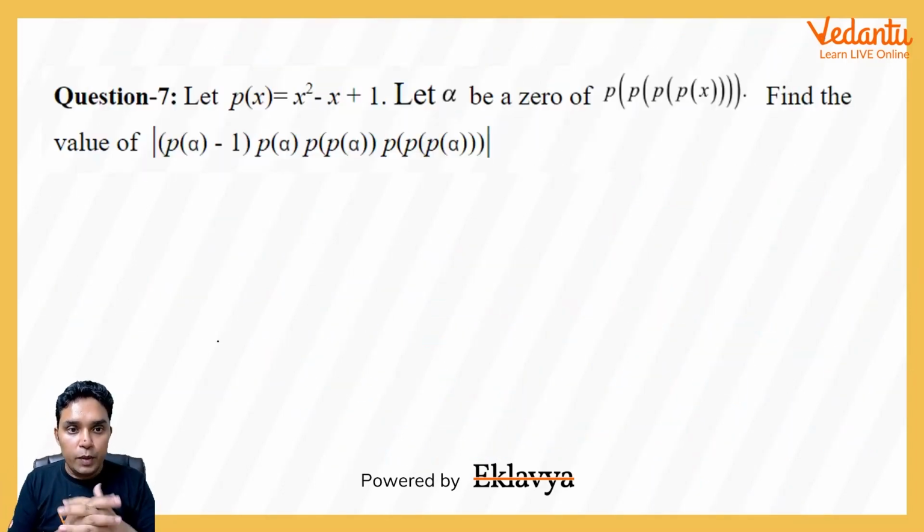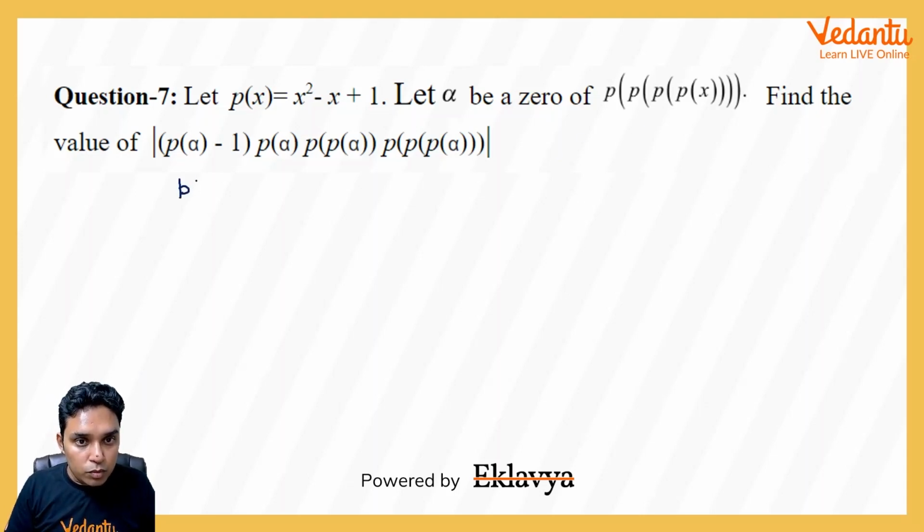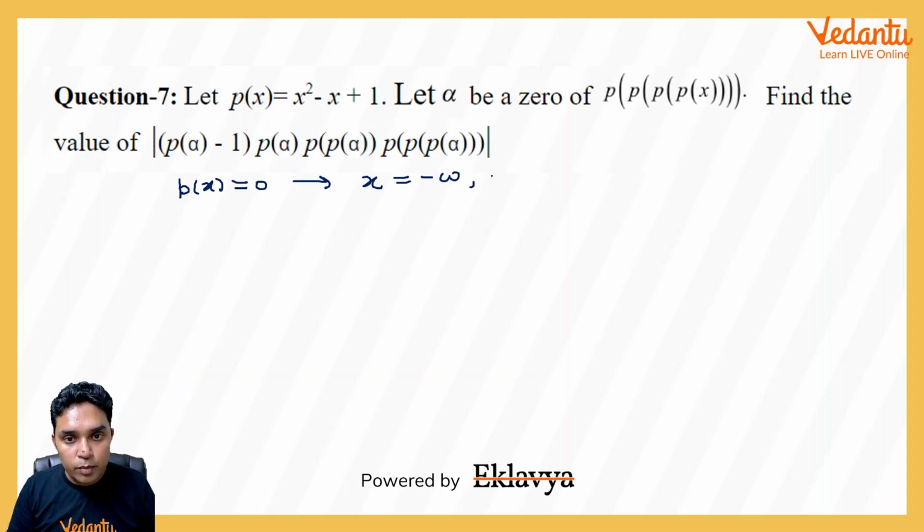Now coming to this question which says p(x) is equal to x square minus x plus 1, and alpha is the zero of p of p of p of p, 4 times p(x). We have to find the value of the modulus of (p(alpha) minus 1) into p(alpha) into p(p(alpha)) into p of p(alpha) 3 times. Now please see, if I say p(x) is equal to 0, I think it is very easy to notice that the roots will be, I can write in terms of cube roots of unity, minus omega and minus omega square.